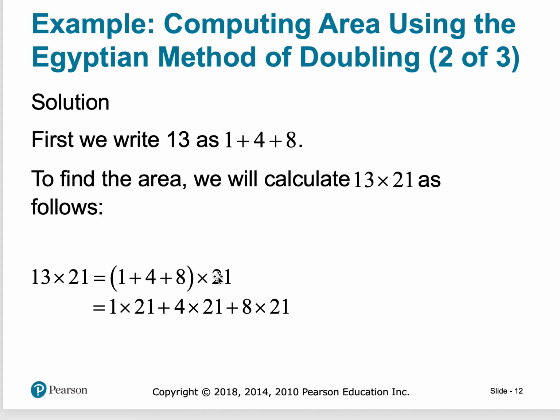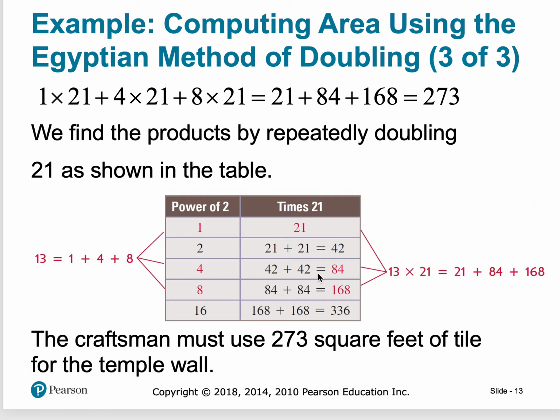And so notice I distributed the 21. So I have 21 times 1, 21 times 4, 21 times 8. And so that's what they mean. They don't literally mean doubling. It means write one of the numbers in that base 2 system and then distribute your multiplication. And so once I do that, I get 273.